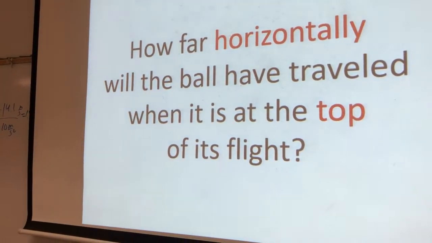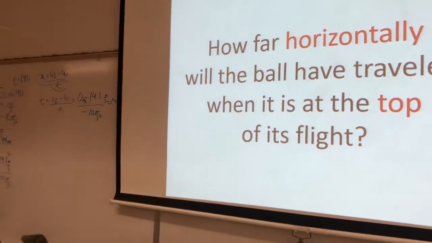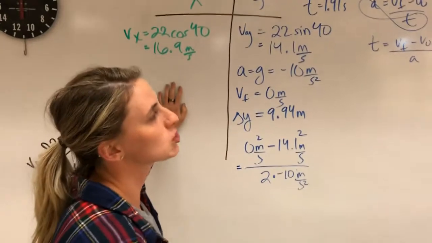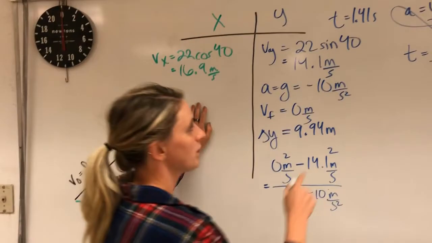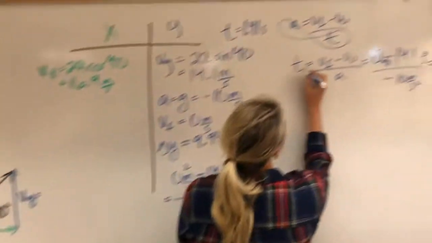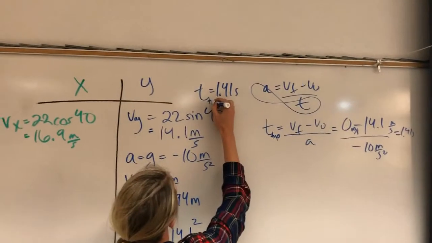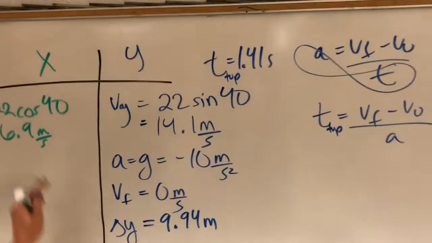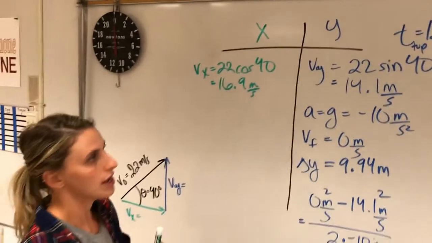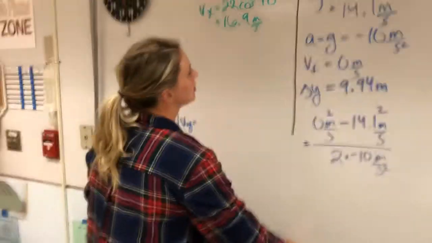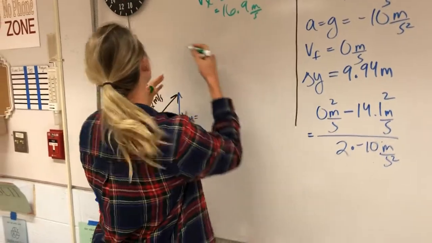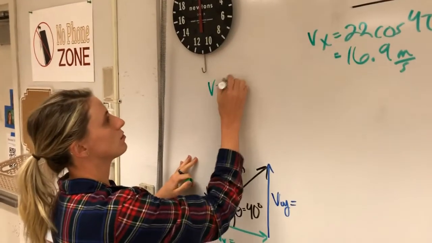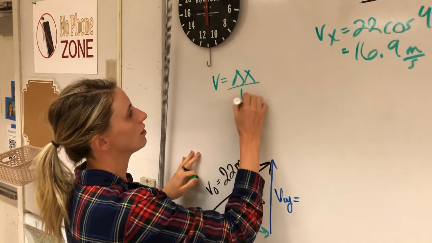Okay. How far horizontally? Oh, we're going back to the horizontal. How far horizontally will the ball have traveled when it is at the top of its flight? Let me make a little note here. This is the time to the top. So this is the time we want to use for this horizontal distance. Now, don't forget, we never use kinematic stuff over here. This is constant. So we just stick to our good old stuff that we always use. Velocity equals delta x over the change in time.